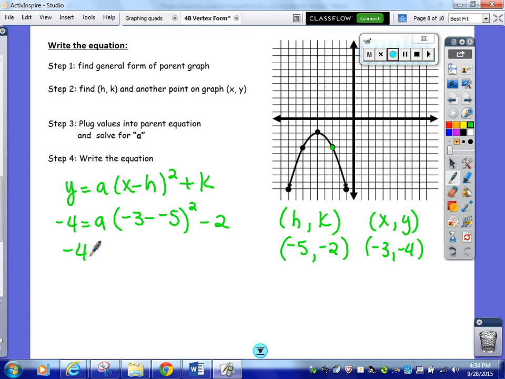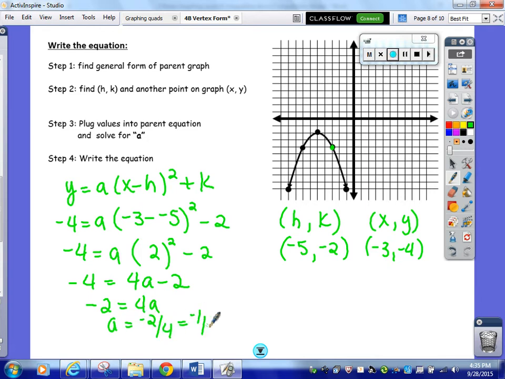So let's do what's in parentheses first. This is going to give me 2 squared minus 2. So -4 is equal to 4a minus 2. Add 2. -2 is equal to 4a. So a is equal to -2/4, which is -1/2. So now we're ready to write our equation. Now make sure you pick up the vertex, not the xy point, the hk point. So y = -1/2 (x minus -5, which makes it +5) squared minus 2.